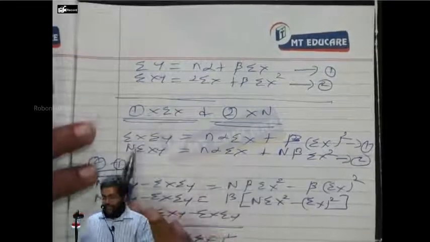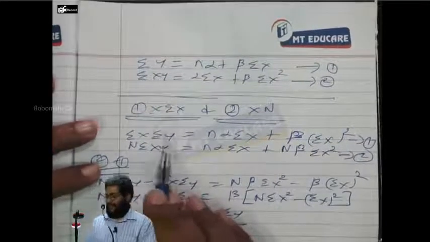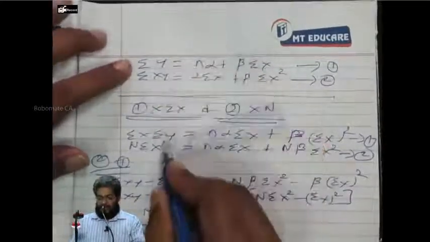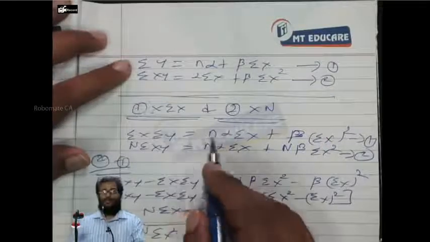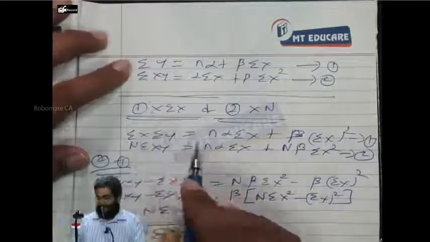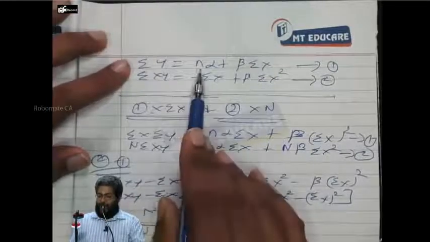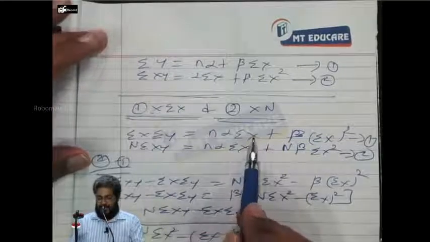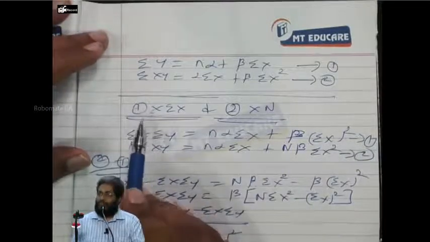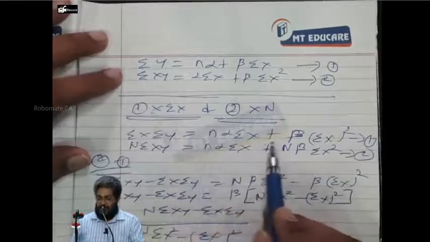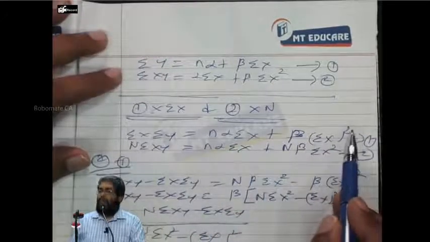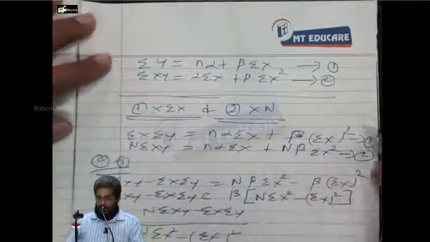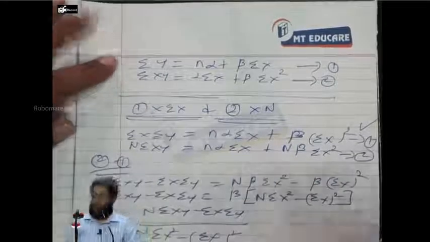Okay. Now, sigma x, sigma y. This is my last equation. You multiply by sigma x. Sigma x sigma y is equal to, already n alpha is there. Then what comes in between? N alpha sigma x. Why is sigma x coming? I am multiplying sigma x on both sides. N alpha sigma x plus beta sigma x whole square. Already one sigma x is there, and I am multiplying another sigma x. This you can call as equation 1.